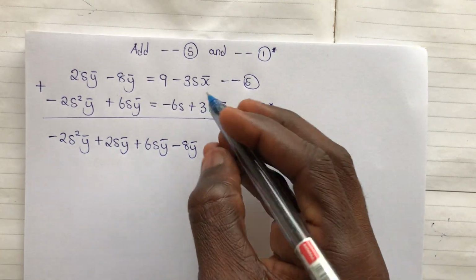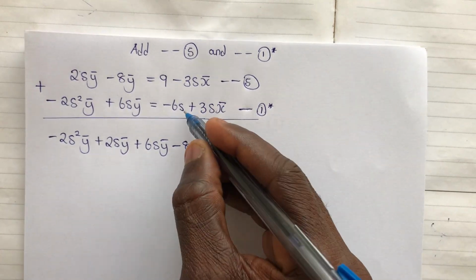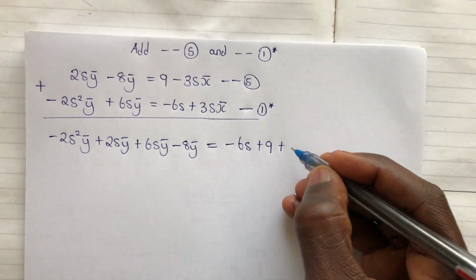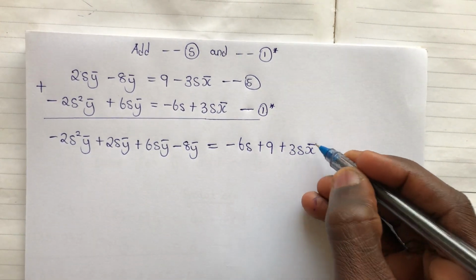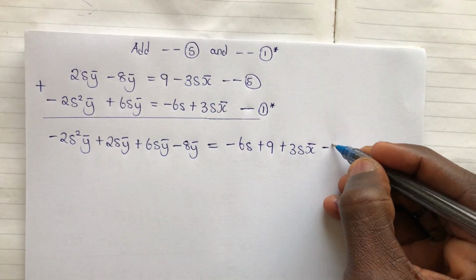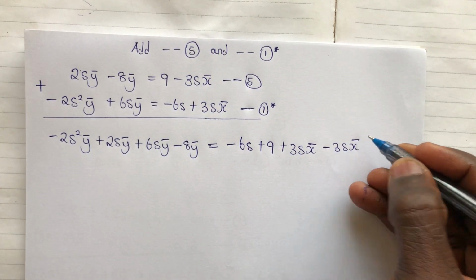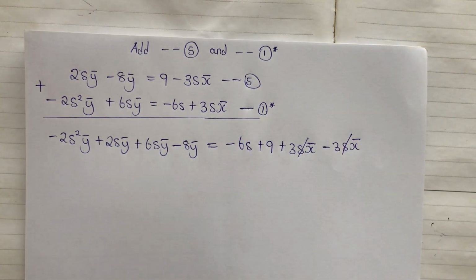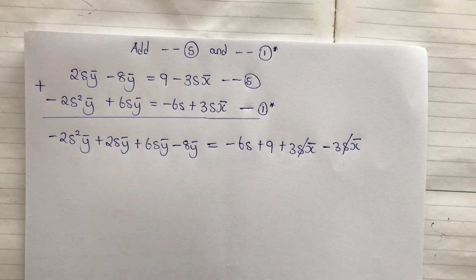Then we equate it to negative 6s. I add it to that one, plus 9. Then plus 3s x bar. I add it to this one, minus 3s x bar. Now, do we get it? This will now cancel this, and we have now been able to eliminate it.